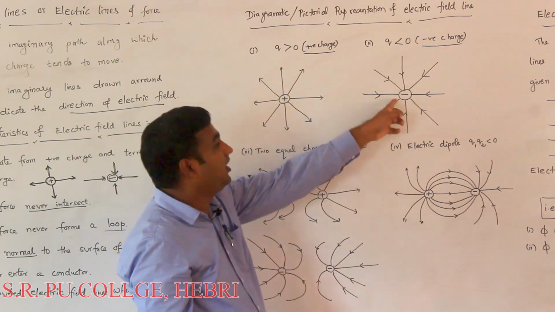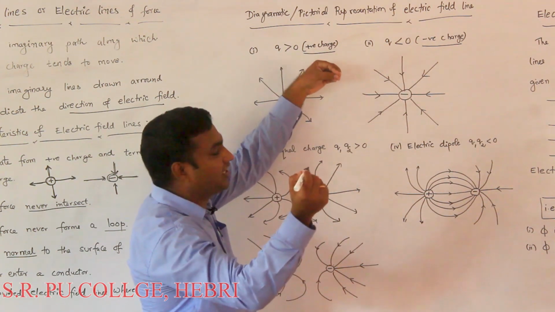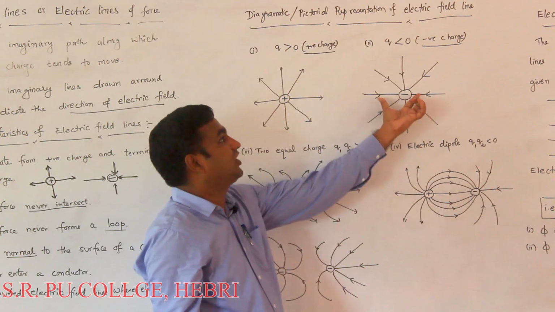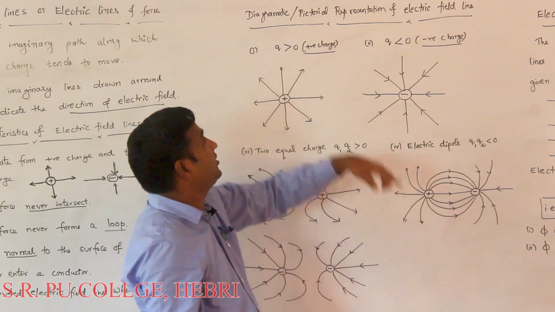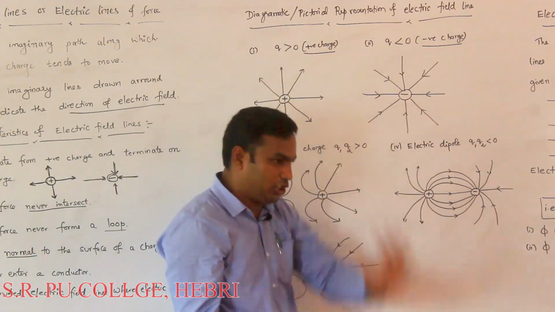That's why around a negative charge, we consider a large number of lines, all the lines directed towards the charge. It is a representation of electric field lines. It may be a diagrammatic or pictorial representation in the case of a negative charge.